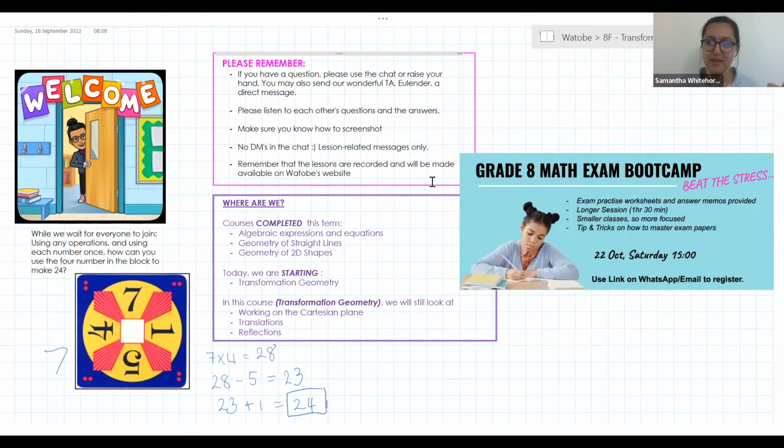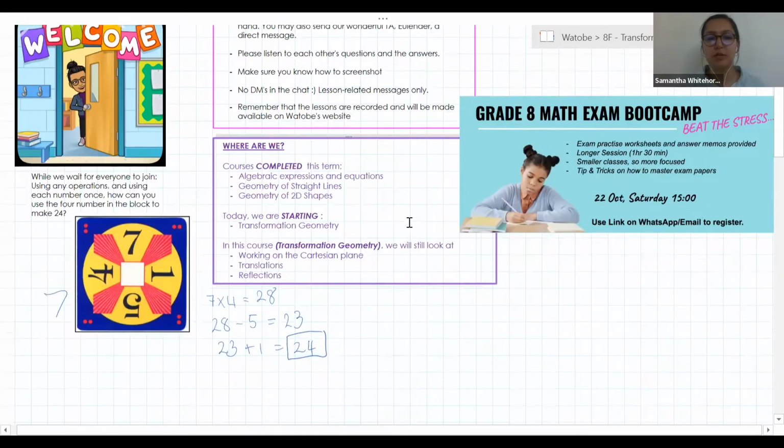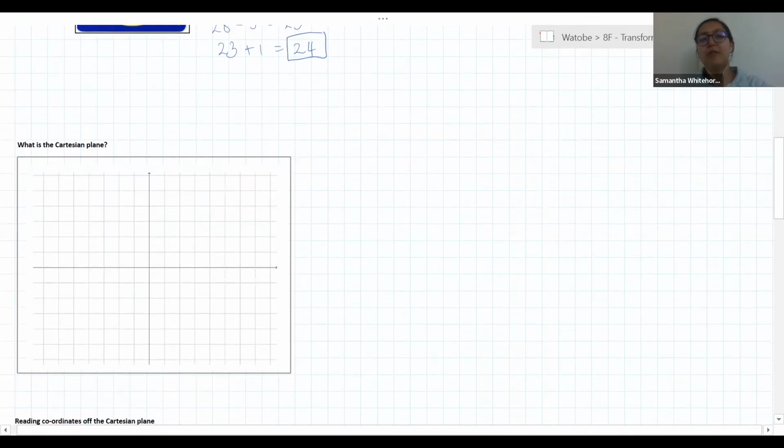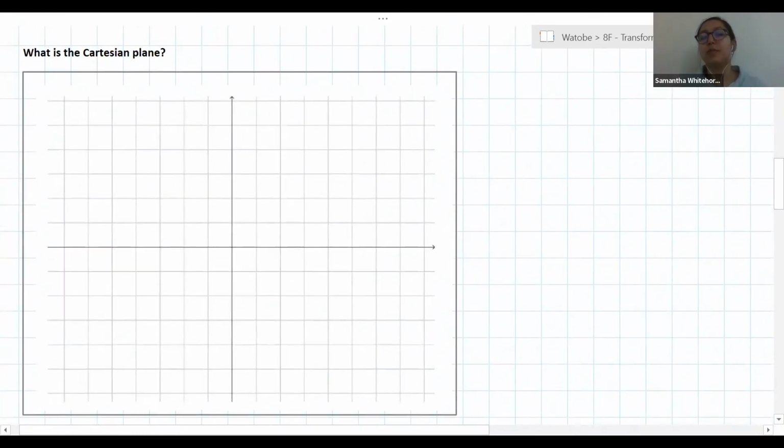Awesome. Let us do this transformation geometry. Okay. So guys, transformation geometry relies heavily on what we call the Cartesian plane. The Cartesian plane is basically a system or a set of axes whereby we are able to plot points or draw geometric figures or draw graphs on, which we'll eventually get to.